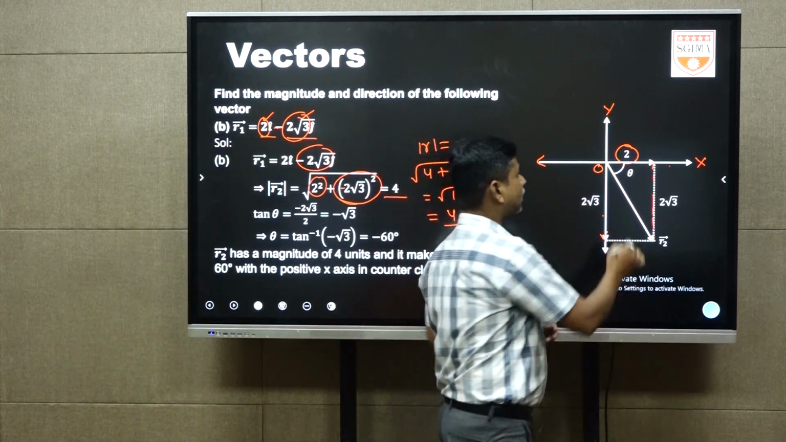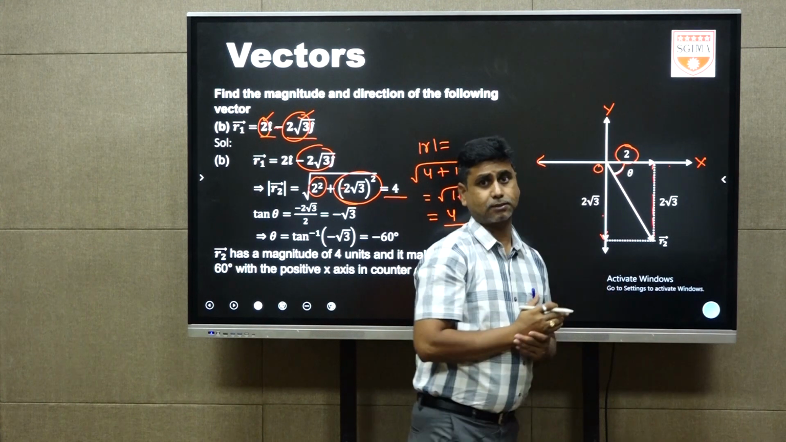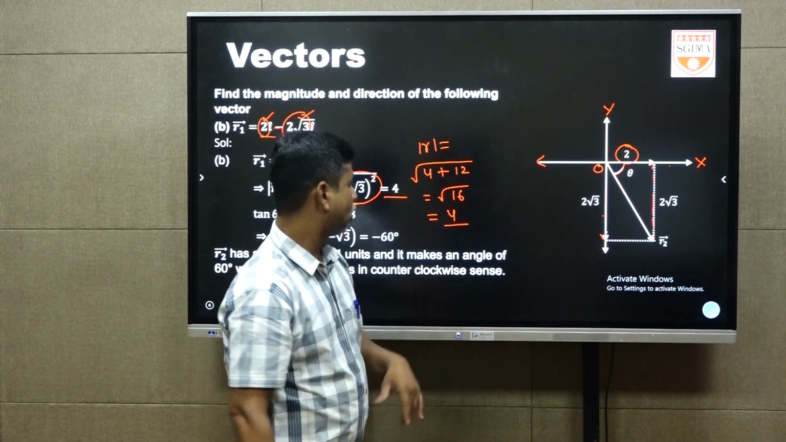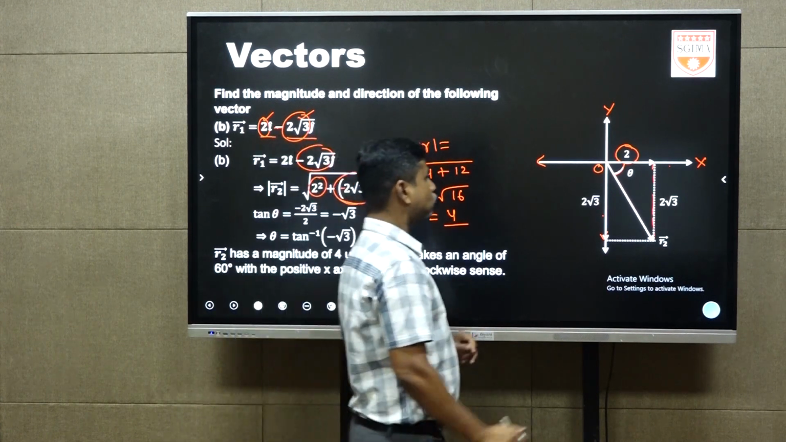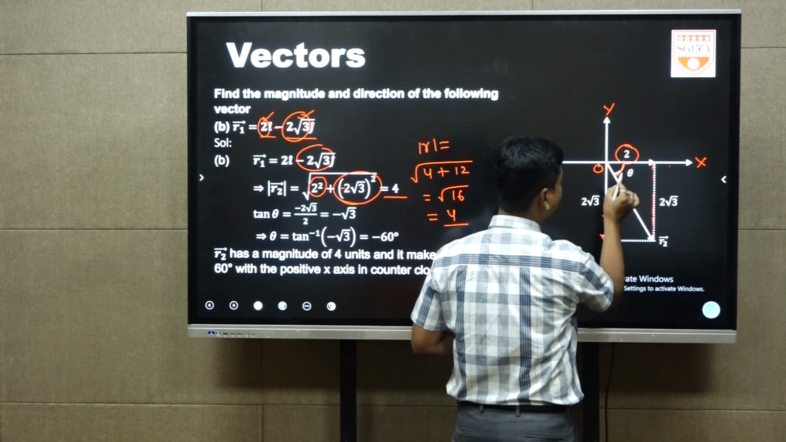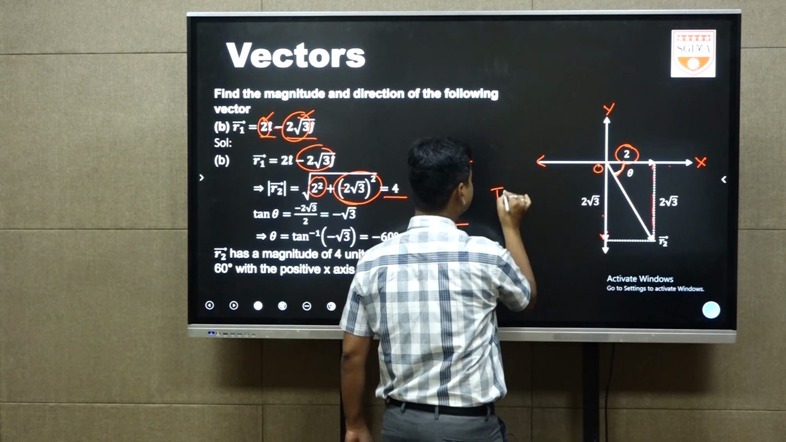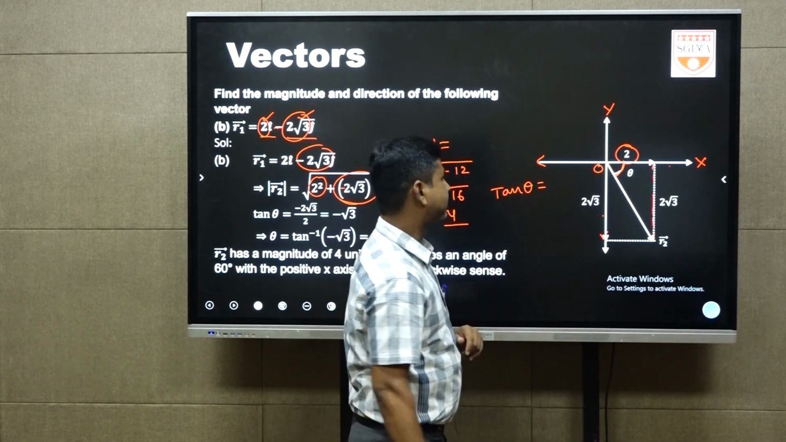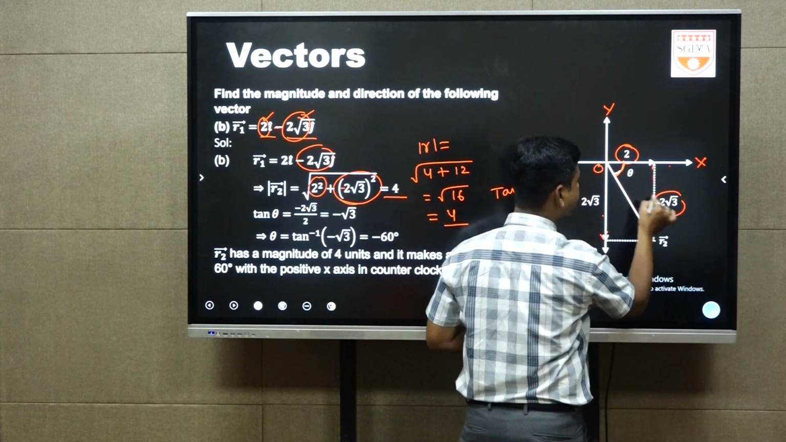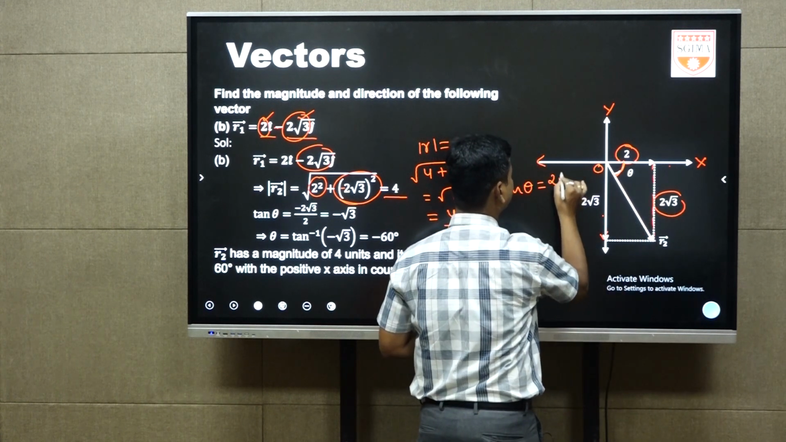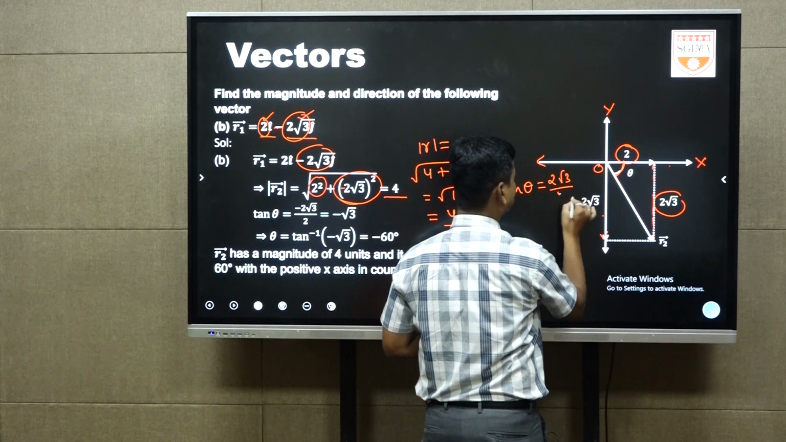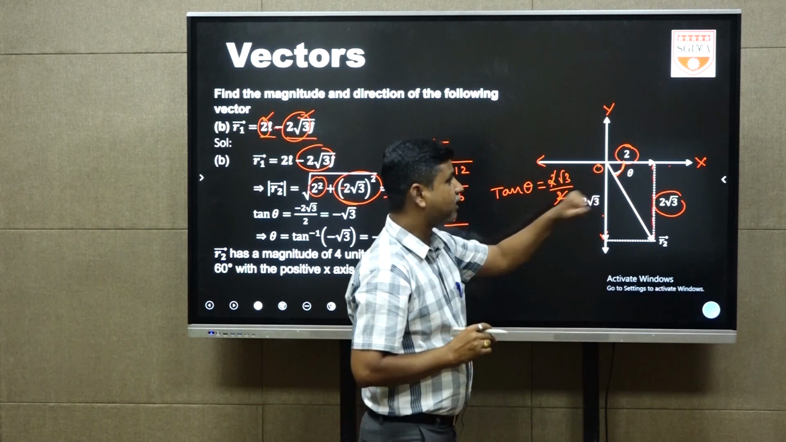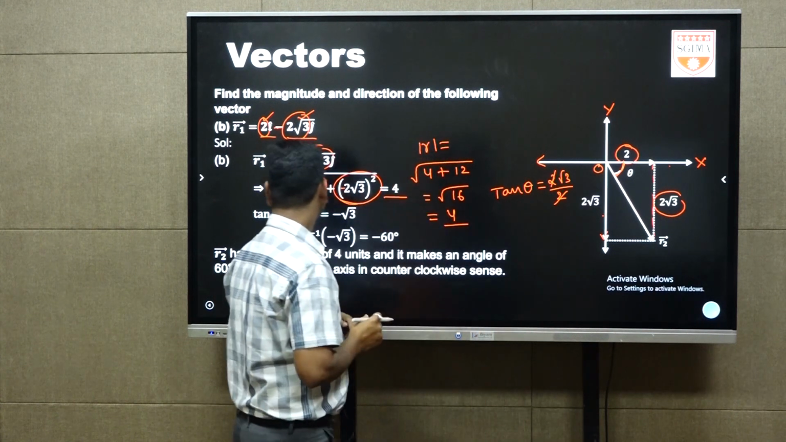What is the direction? Here the angle made with the positive x axis, but the question may ask for the angle with the positive x axis or the positive y axis. Both we will calculate here. First, taking the angle with the x axis, tan theta equals opposite upon adjacent. Opposite with respect to theta is 2 root 3, adjacent value is 2, cancel. Here theta value directly you can write as 60 degrees.